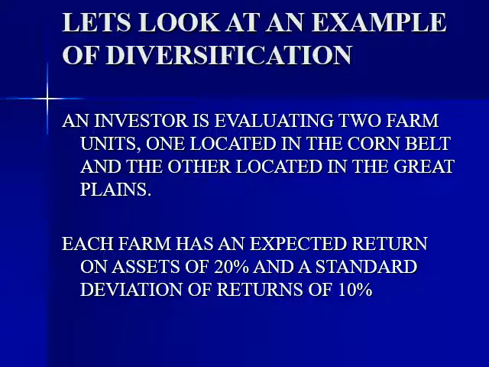So let's look at an example of diversification. You've got an investor who's evaluating 2 farm units. One's located in the Corn Belt and one's located in the Great Plains. 2 different locations, 2 different cropping systems. Each farm has an expected return on assets of 20%, and each farm has a standard deviation of returns of 10%. So in other words, from the standpoint of expected returns and the variation of those returns, each one of those farms is considered to be equal.